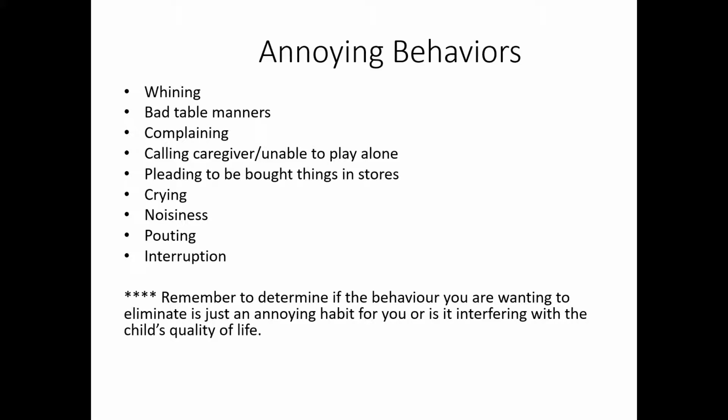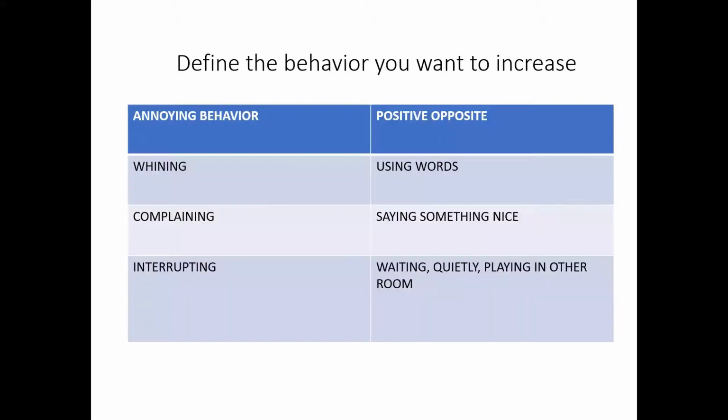What's the reason behind that? So we always start off with defining the behavior that we want to increase. So this is often the positive opposite of the annoying behavior. So for example, if the annoying behavior was whining, if the child was whining a lot, we would want to decrease that, but we also want to increase the positive opposite. So the positive opposite would be using their words. So we would give lots of attention to using words, and we would ignore the whining.